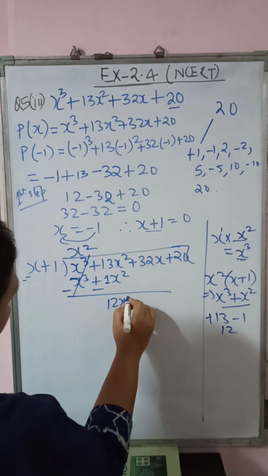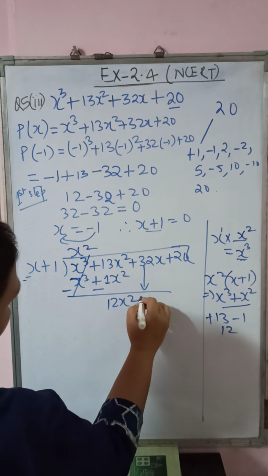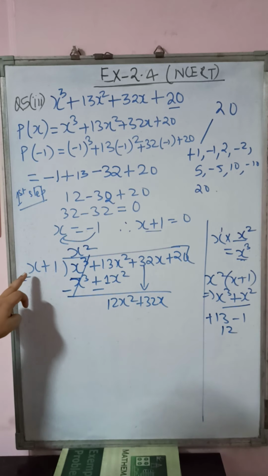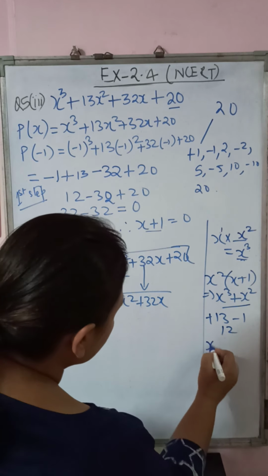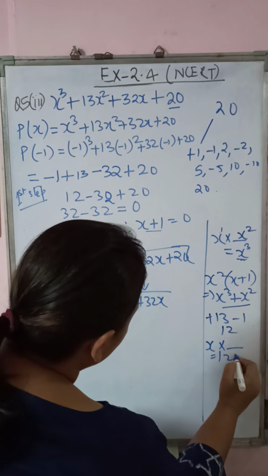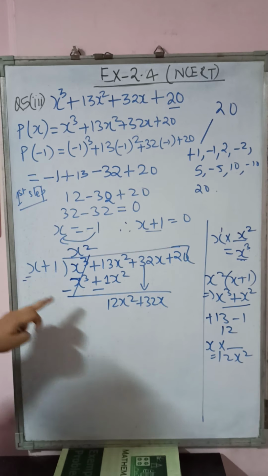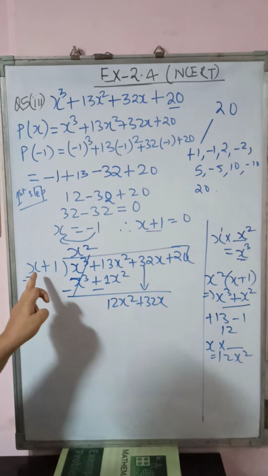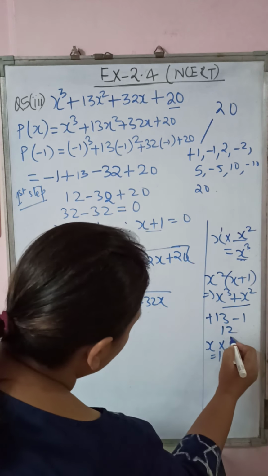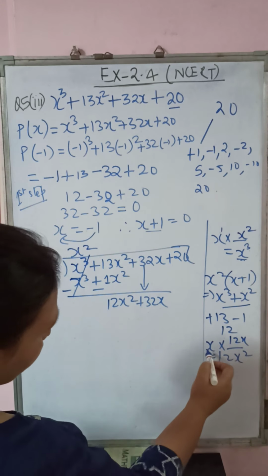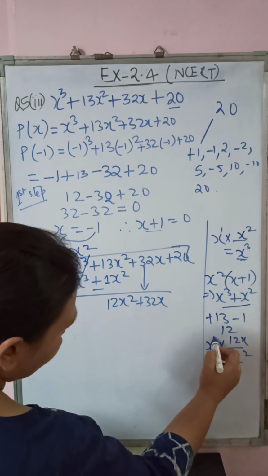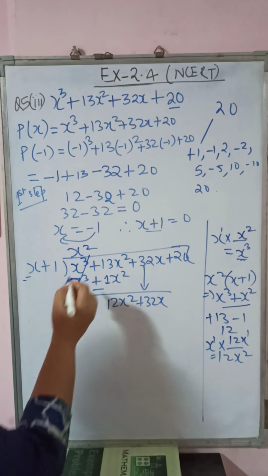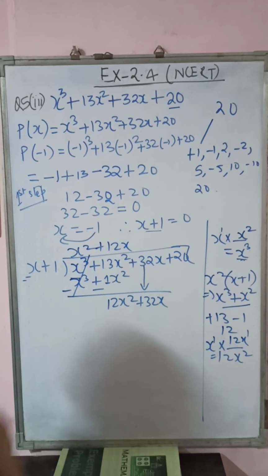So 12x square, and each step you will copy one term. So I have copied 32x. Now x should be multiplied by which term so that you get 12x square? So x is already there. So x should be multiplied by 12x. So 12 into 1, 12, and x into x. The power of which variable is 1. So 1 plus 1, 2. So it should be multiplied by plus 12x.